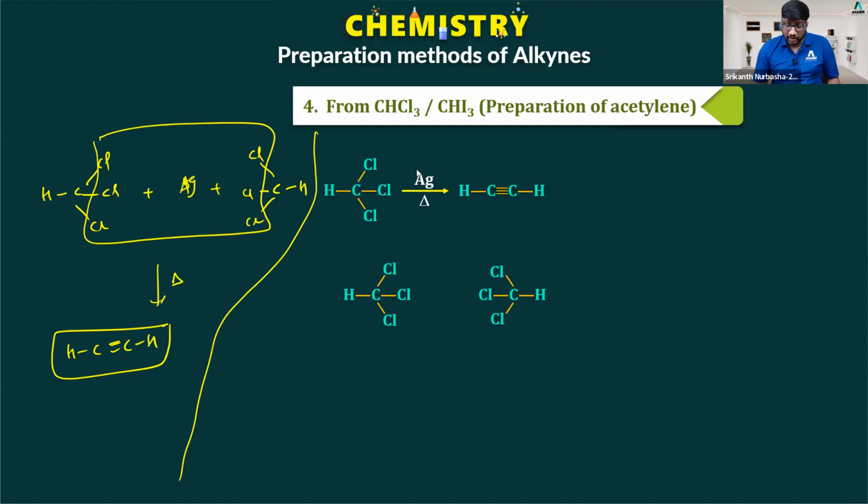You have to prepare acetylene this way: you can treat chloroform with silver powder in the presence of high temperature.